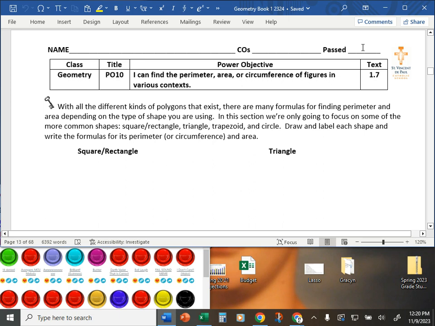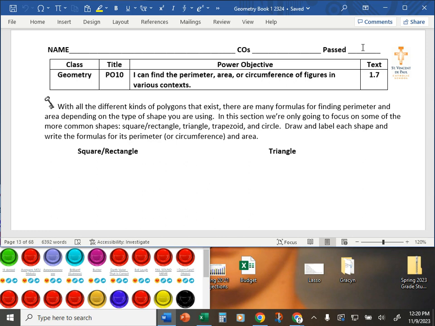Geometry. We are wrapping up Unit 1 with a PO10, which really is a review. If you've been doing the math packets for the last 2-3 years now, you worked with all these formulas before, you've seen these shapes before, but on your test, you're going to start to get those shaded area questions like you are familiar with in the math packets.